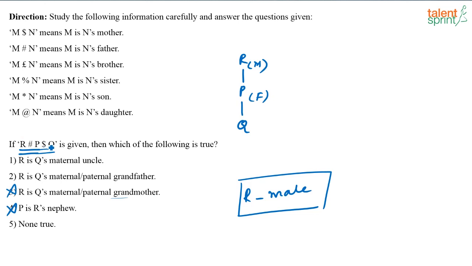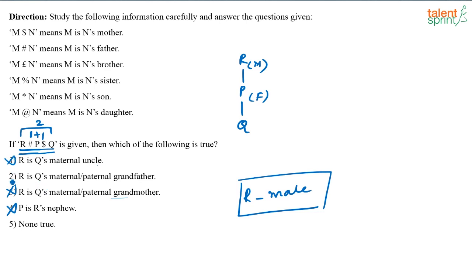Now if you look at the generation gap between R and Q, what is it? R is P's father, so the generation gap between R and P is 1. Similarly, P is Q's mother, so the generation gap between P and Q is 1. So the generation gap between R and Q is 1 plus 1, that is 2. So again I can eliminate option 1, because according to option 1, R is Q's maternal uncle. If R is Q's maternal uncle, then the generation gap between R and Q is only 1. But that's not the case. The generation gap between R and Q is 2.